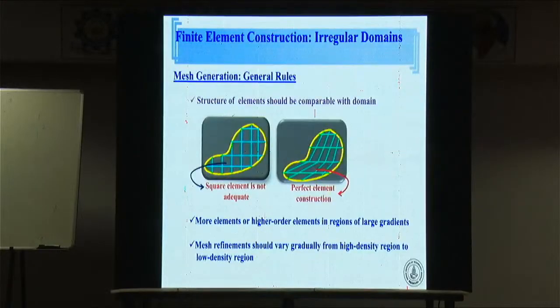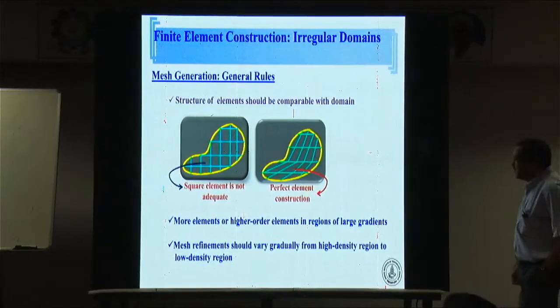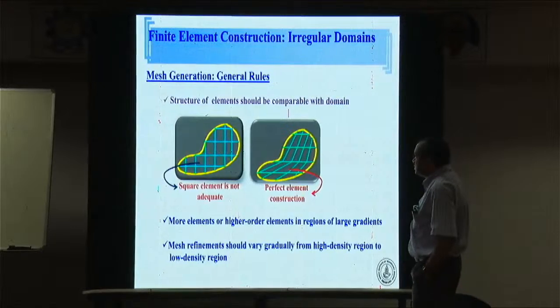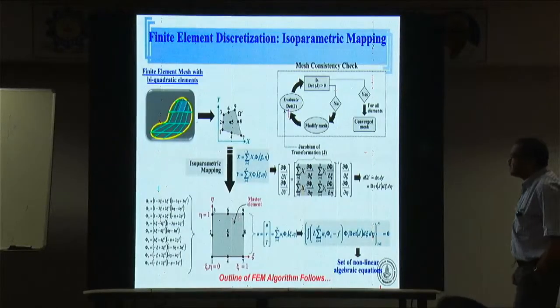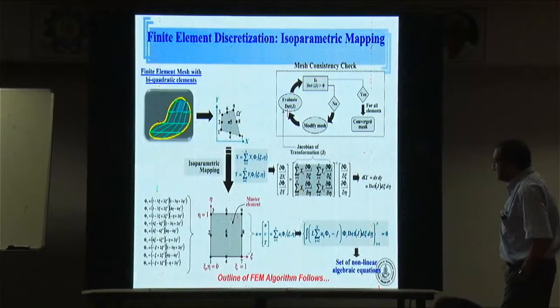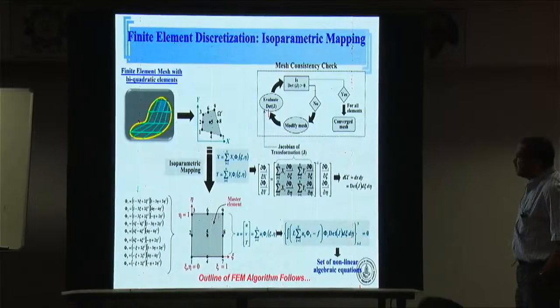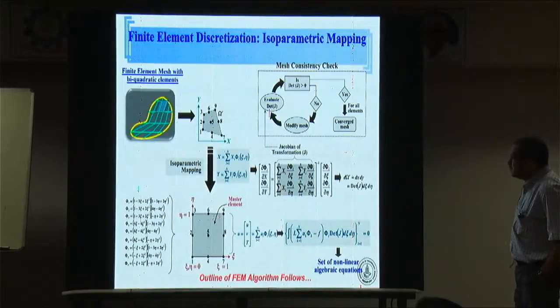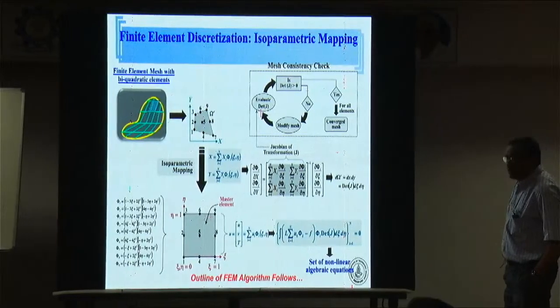Next slide please. Yes, this is the mesh generation. The structure of elements should be comparable with the domain, and this is a typical mesh generation. Next slide please. This is the overall mathematical background. You need numerical analysis background to understand much, so I just don't want to focus much. I want to go to the next slide please.